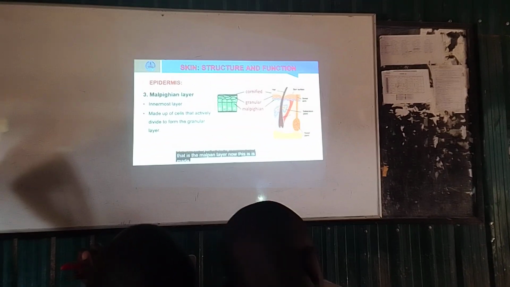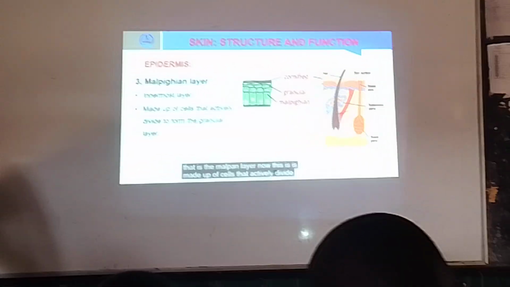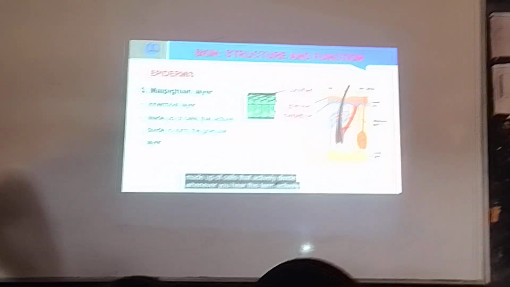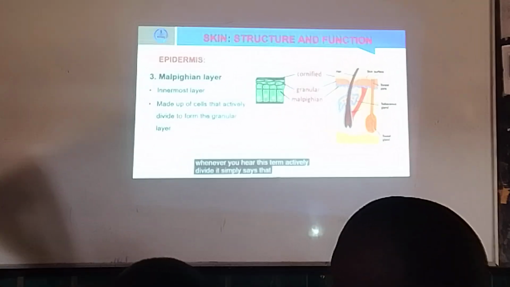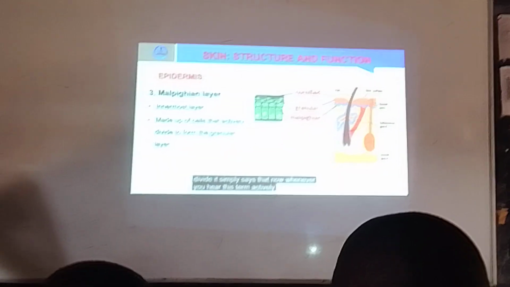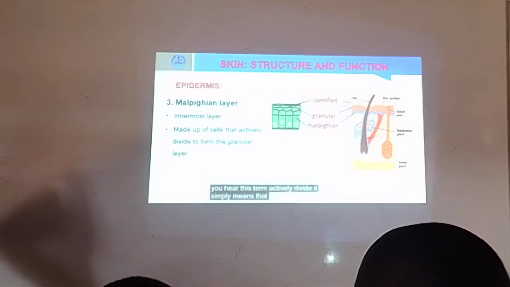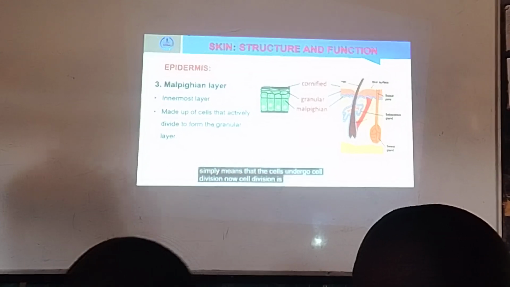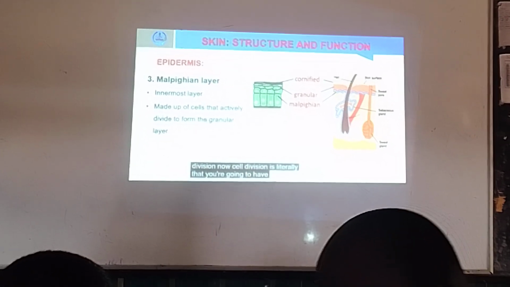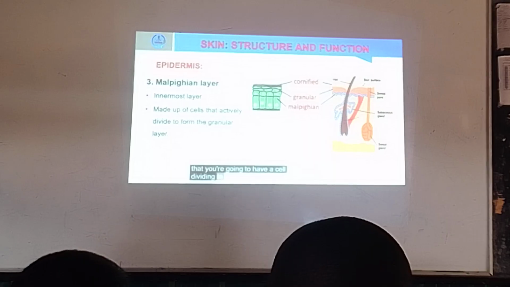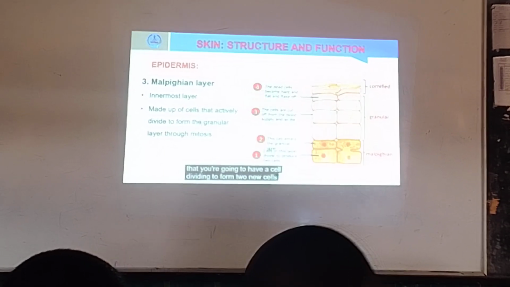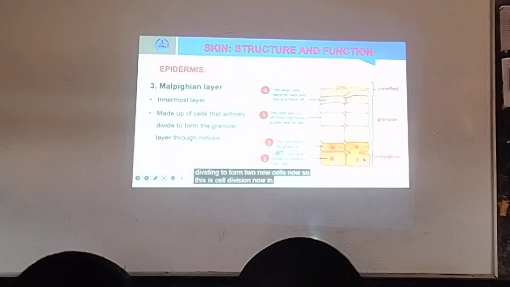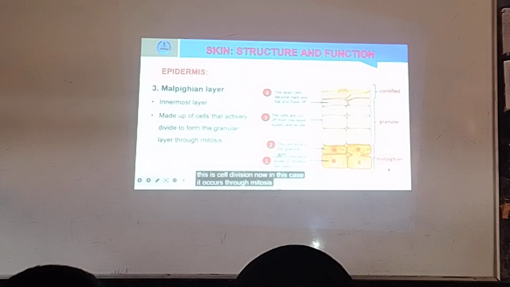Now, this is made up of cells that actively divide. Whenever you hear this term, actively divide, it simply means that the cells undergo cell division. Cell division is literally that: you're going to have a cell dividing to form 2 new cells. In this case, it occurs through mitosis.